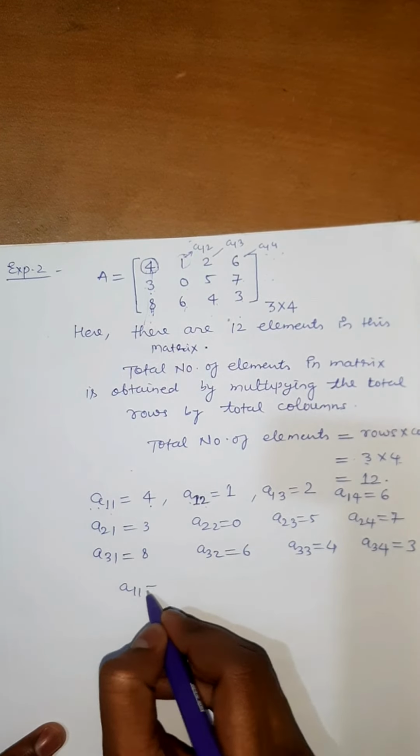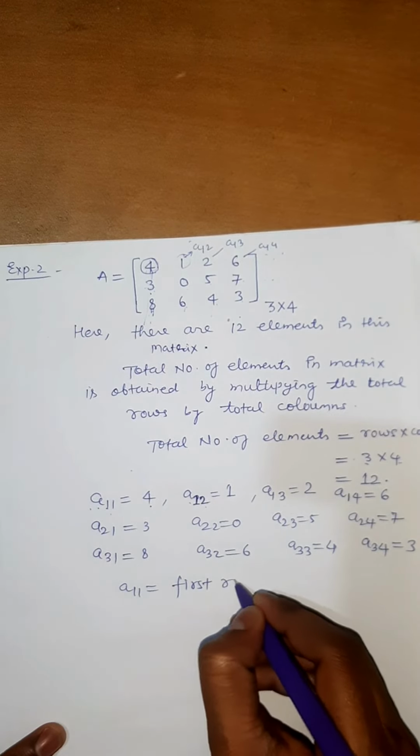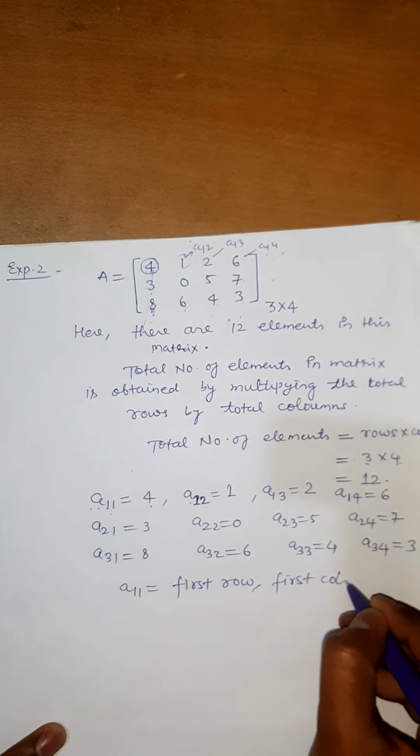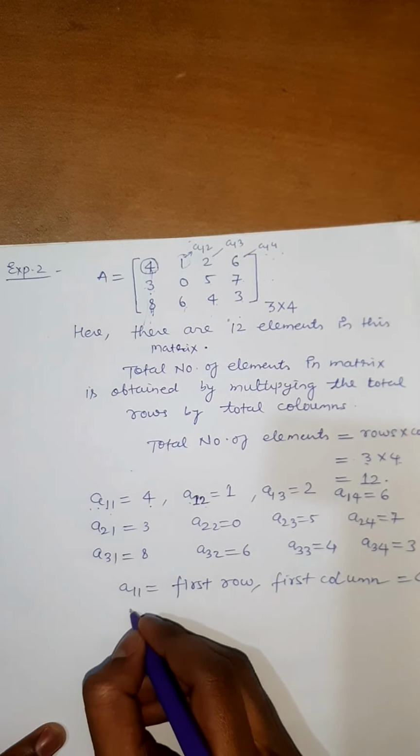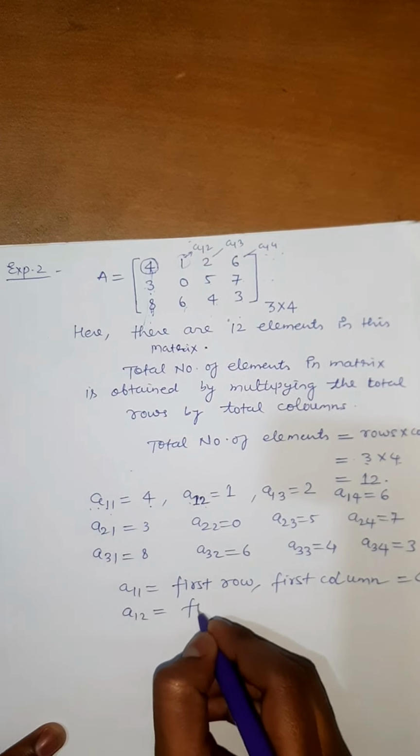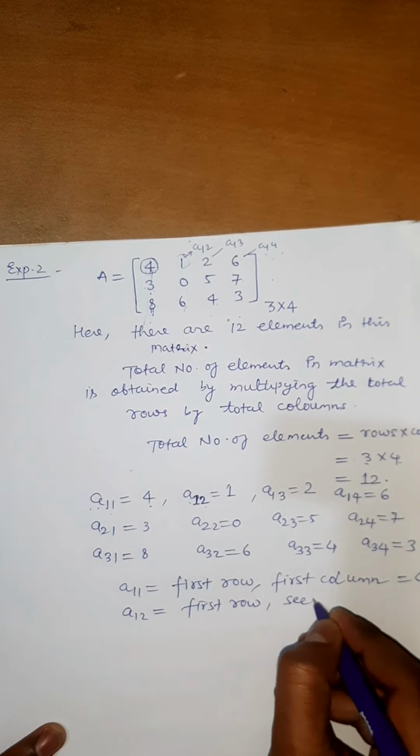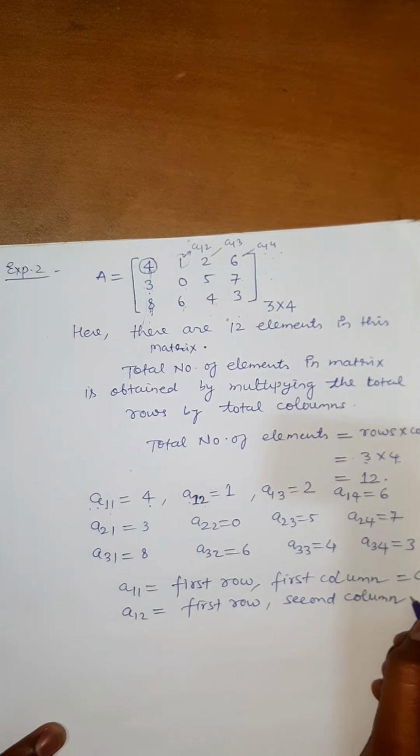Now here A11 means first row, first column, which is equal to 4, and A12 means first row and second column, which is equal to 1.